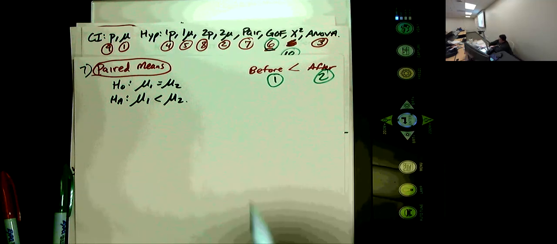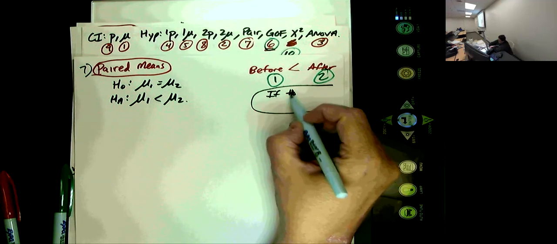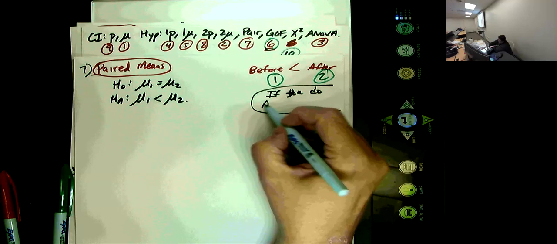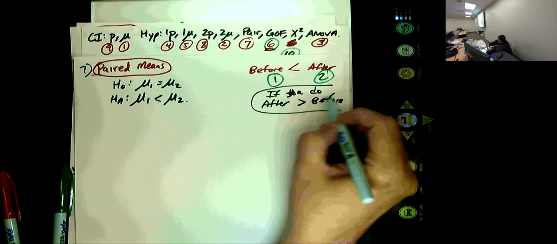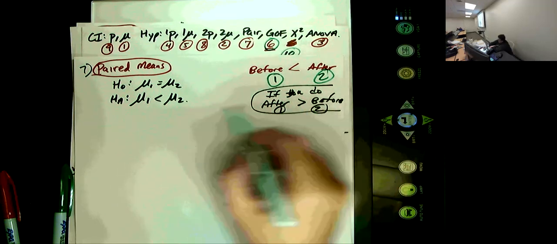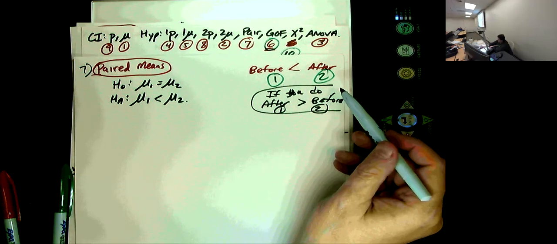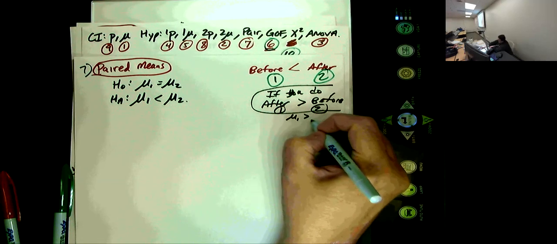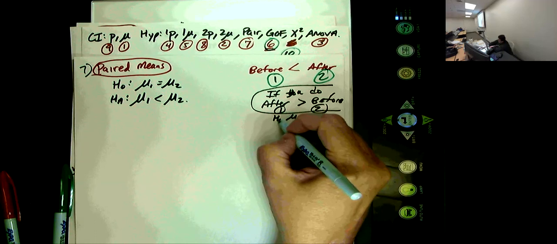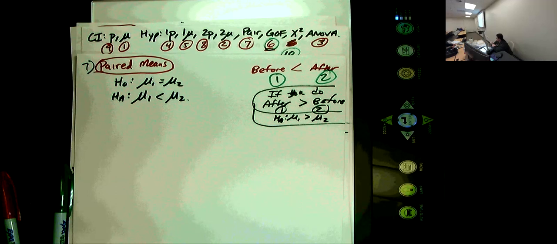I'm going to make a quick note and point out, if you did after is greater than before and label them as group 1 and group 2, this symbol is going to change. So depending, and this is why you need to label your groups, this would have mu1 is greater than mu2 for HA. So depending on your setup, your HA changes. That's why you got to label. Okay.